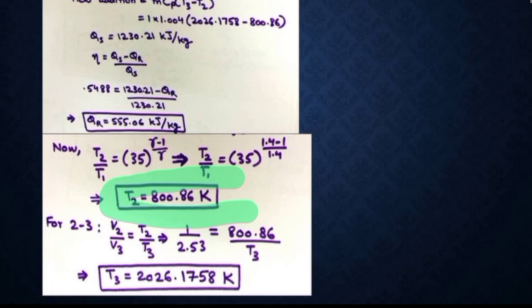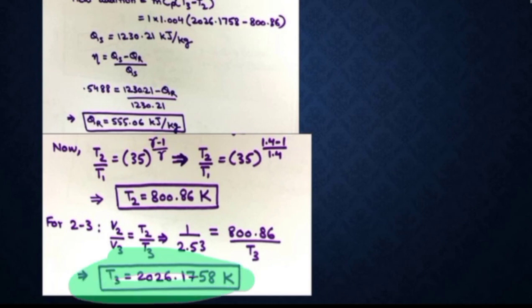For 2 to 3, which is the constant pressure heat addition, V2 by V3 is equal to T2 by T3. And V3 by V2 is 2.53, which is the cutoff ratio we have already calculated. So 1 upon 2.53 is equal to 800.8 upon T3. So the value of T3 is 2026.1758. And T2 I have already calculated. T2 is 800.86, T3 is 2026.175.